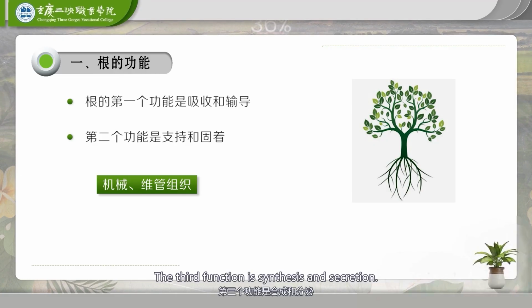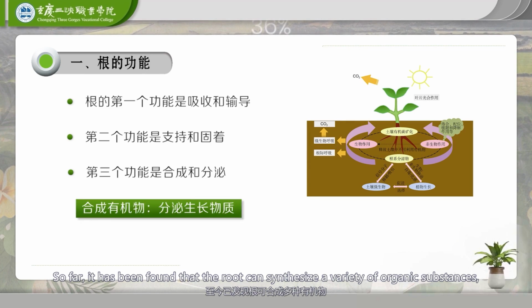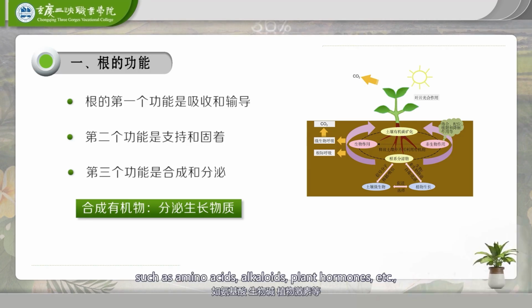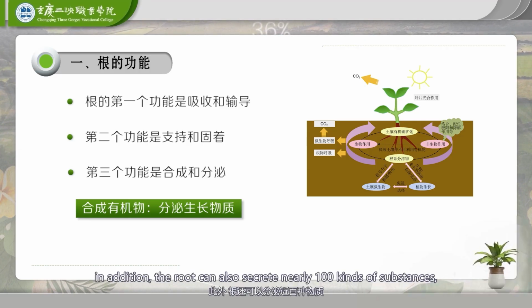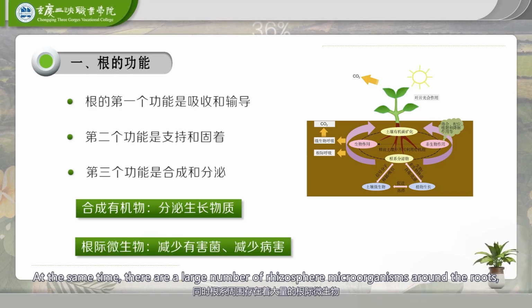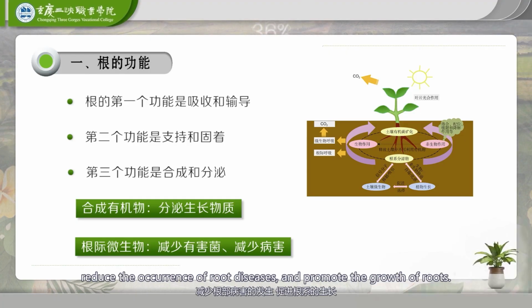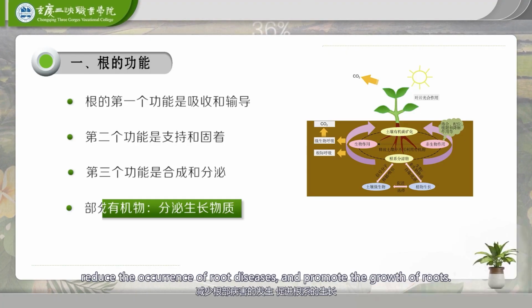The third function is synthesis and secretion. So far, it has been found that the root can synthesize a variety of organic substances, such as amino acids, alkaloids, plant hormones, etc. In addition, the root can also secrete nearly 100 kinds of substances, such as sugars, organic acids, vitamins, etc. At the same time, there are a large number of rhizosphere microorganisms around the roots, which can reduce the growth of harmful bacteria, reduce the occurrence of root diseases, and promote the growth of roots.